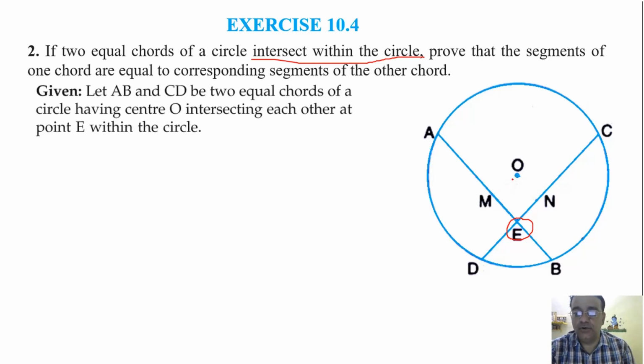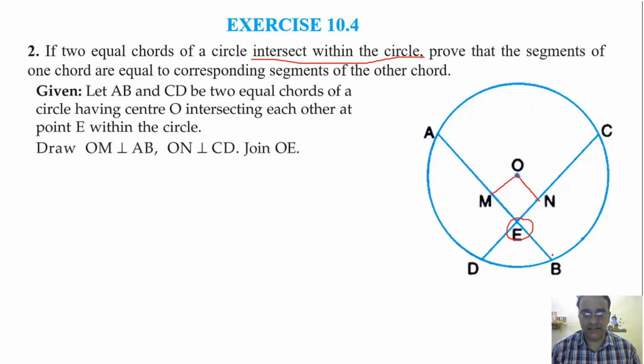We'll join O, we'll draw perpendicular from O to AB and to CD. So OM, draw OM perpendicular to AB and ON perpendicular to CD. राइट. सो पहले OM perpendicular draw कर लिए, देन ON draw कर लिए. राइट. Now what we have to prove, AE is equals to CE, DE is equals to BE, we have to prove.